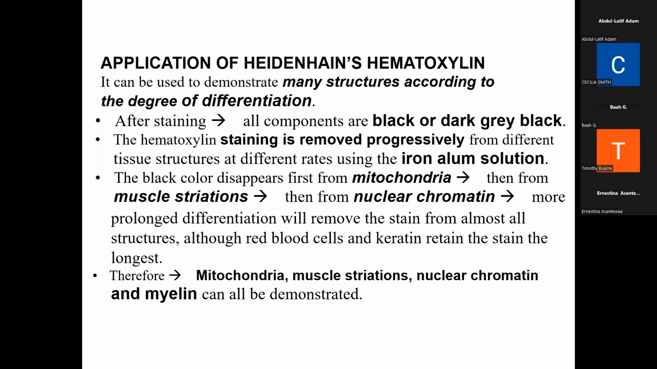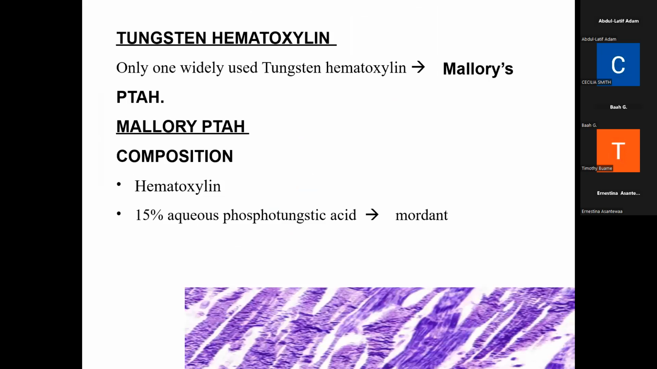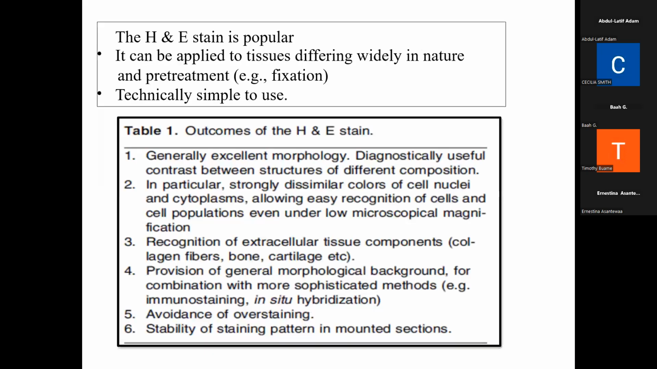And then you have Heidenhain's hematoxylin. I've talked about that already, used for mitochondria, muscle striation and all that. And then you have tungsten hematoxylin. Tungsten hematoxylin is usually used in a special stain we call PTAH, phosphotungstic acid hematoxylin. It's a special stain. When we talk about special stains, we'll talk about PTAH.